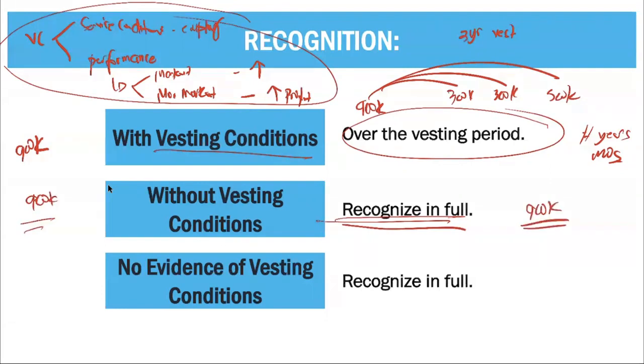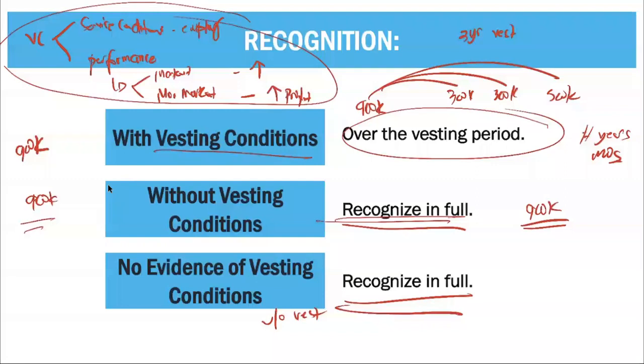So in short, with vesting conditions, it's as if we defer it over the period of the conditions, depending on what is provided as a vesting condition, whether that is a service condition or a performance condition, so long as there is a conditional period for you to meet so that the right over the share-based payment will accrue. Next, if there is no evidence of a vesting condition, we treat it as without vesting condition. Therefore, we recognize it in full.